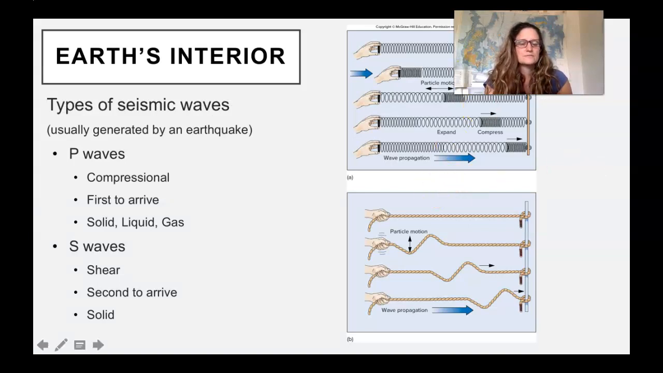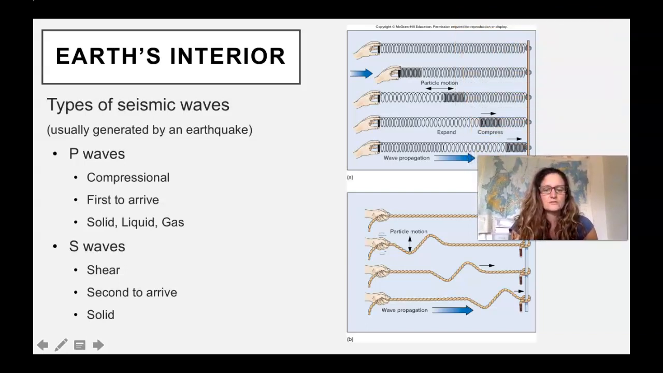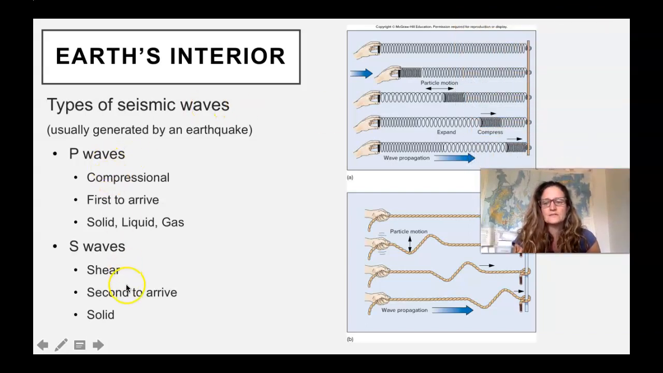Okay, the type of seismic waves here. So there are body waves and surface waves. The P and the S waves are those body waves that are in the interior of the Earth. The P wave is a wave of pressure. So A up here is the P wave, a compressional wave. It's the fastest, it's the first to arrive. And those P waves, compression waves, can go through solids, liquids, and gases.